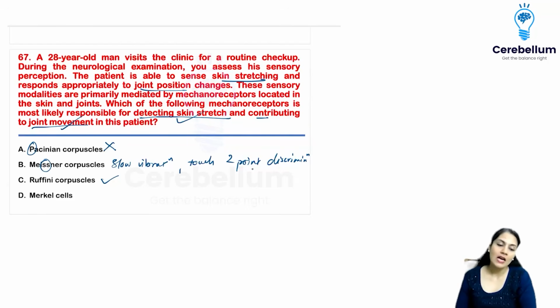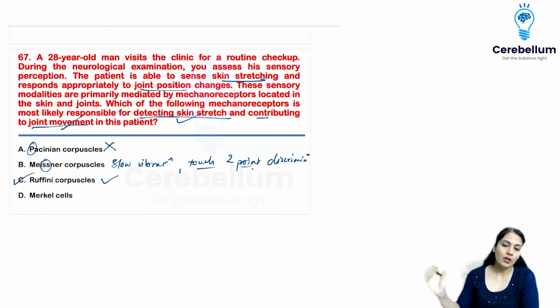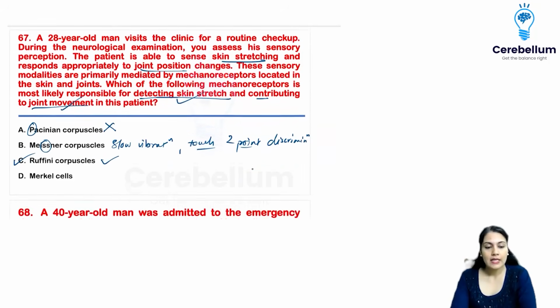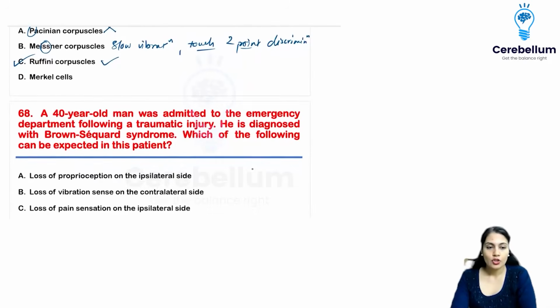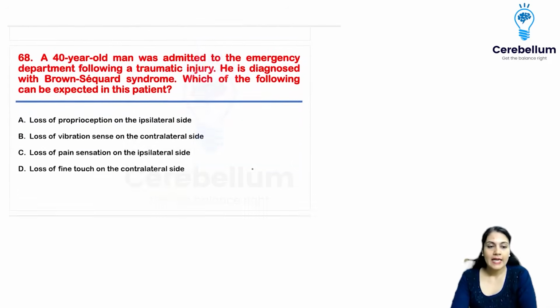And Merkel's, again, is for touch and two-point discrimination, edges, points, not for skin stretch. So skin stretch is going to be Ruffini. That is option C, Ruffini corpuscle, all right? Let's move on. Next question.